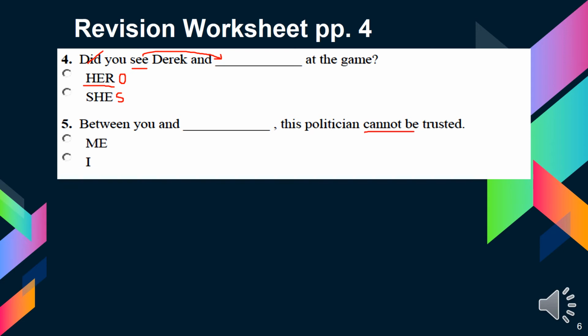So, can we depend on this? I don't think so. We have here a preposition. Between is a preposition. And we said after the preposition, we need an object pronoun. So, between you and me.